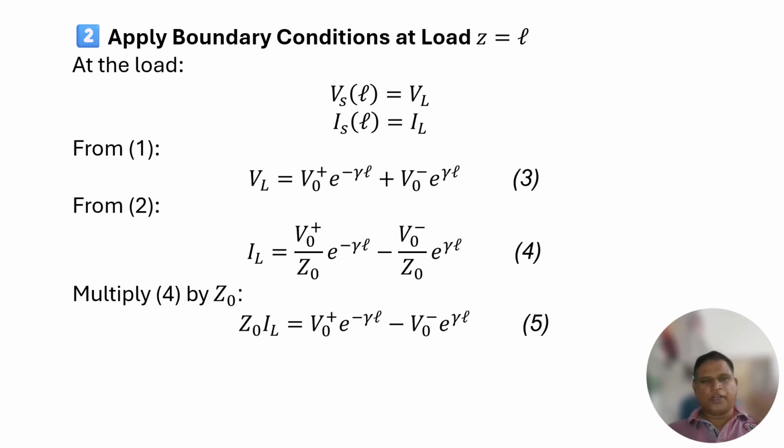From equation 1 and equation 2, you can write VL is equal to V naught plus e power minus gamma L plus V naught minus e power gamma L. From equation 2, IL is equal to V naught plus divided by Z naught e power minus gamma L minus V naught minus divided by Z naught e power gamma L. Multiplying equation 4 with Z naught, you will get Z naught into IL is equal to V naught plus e power minus gamma L minus V naught minus e power gamma L.